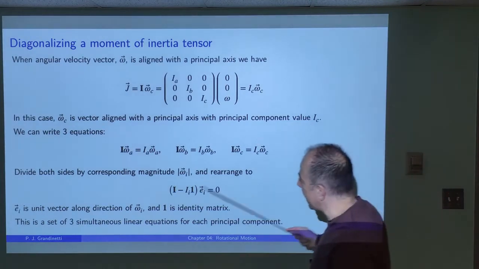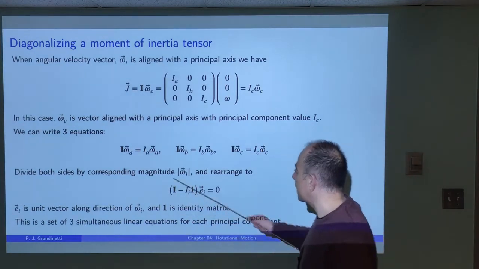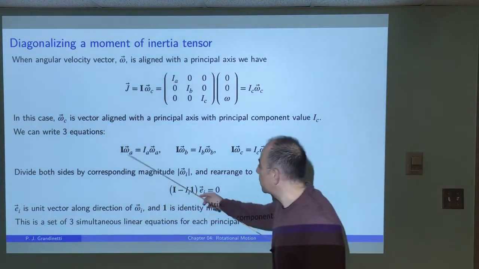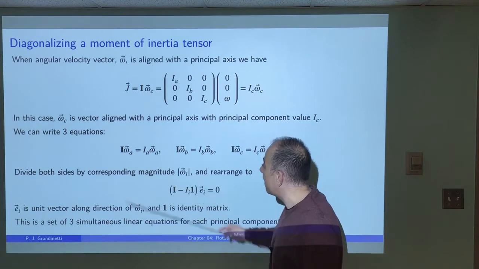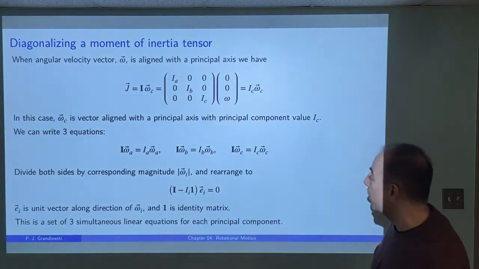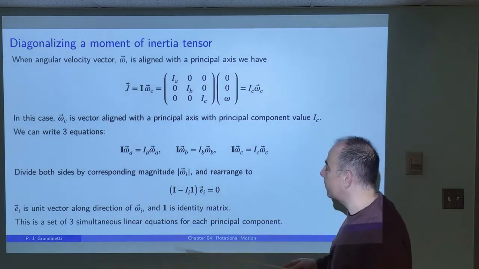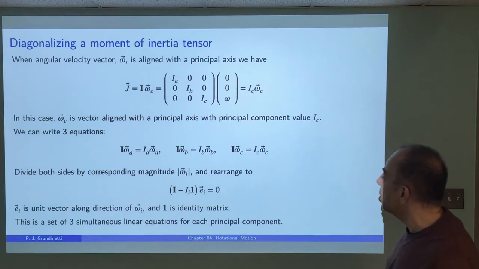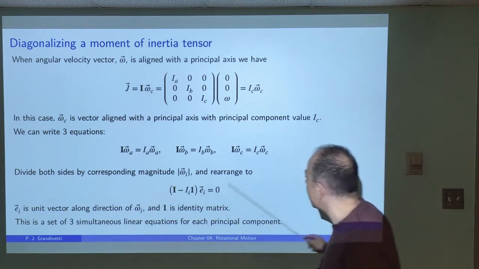Now, we could do the same with the other two directions. So I could align my angular velocity vector along A, and then when I multiply the tensor times that angular velocity vector, I'll get back the A principal component value. Similarly, if I did the same thing aligning it along B, I would get the B component value. So what we have then is we can take a look at this expression.